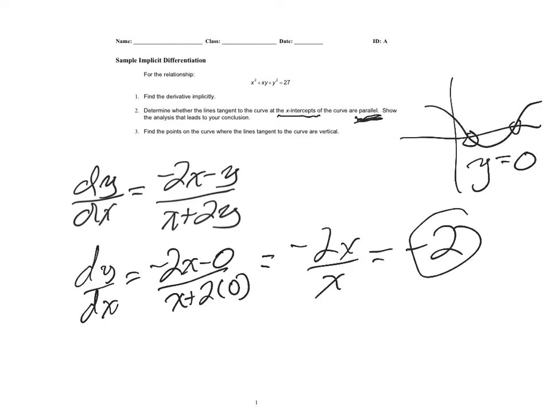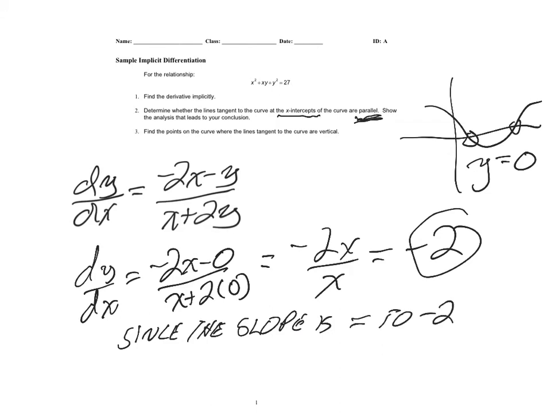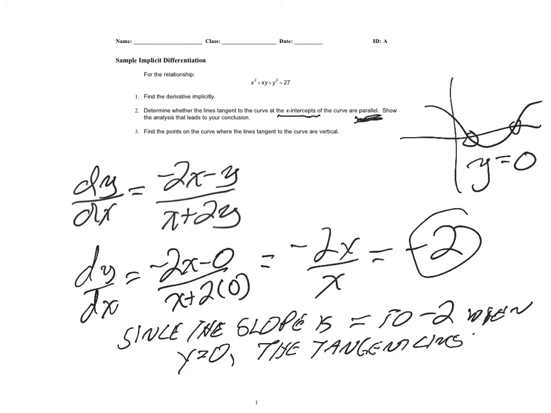Okay, so if my y value is 0 and I'm at an x-intercept, my slope will always be negative 2. So in this case, since the slope is equal to negative 2 when y equals 0, the tangent lines will be parallel.